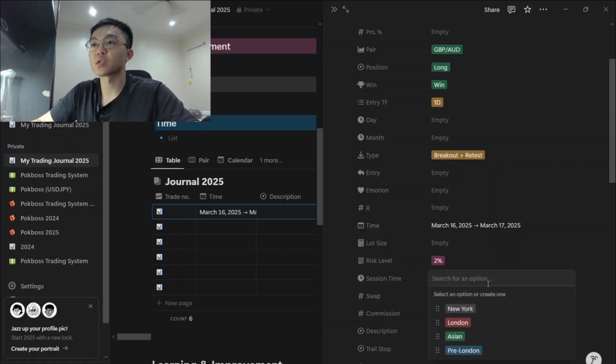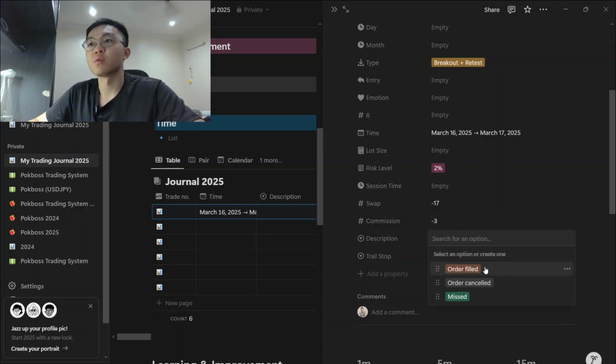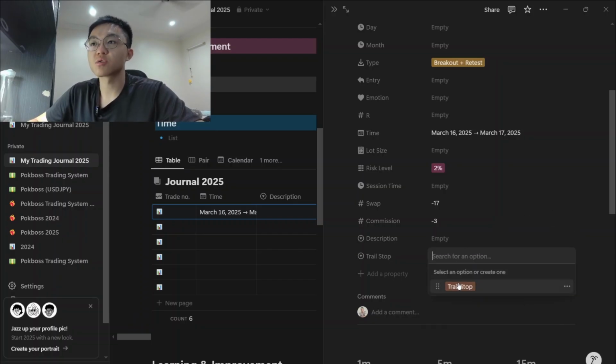All right. And then the session time, New York, London, Asian, pre-London. Just choose whatever you want according to the trade that you take in that session. Okay, so the swap fee is, let's say the swap fee is negative $70. Just put it over here, $70. And then my commission is one lot $3. Then I put $3 over here. And then description, whether is it a failed order or a cancelled order, okay, or missed order. All right. And then did you trade stop?